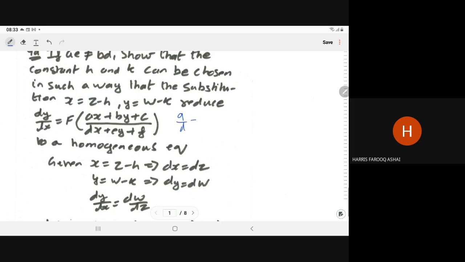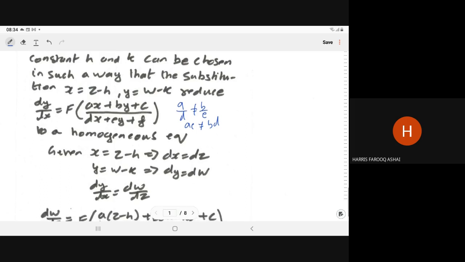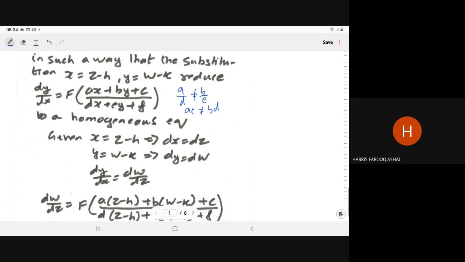A upon D not equal to B upon E, that is AE not equal to BD. So the same thing we have done earlier, we do here. It is given that x is equal to z minus h, y is equal to w minus k. So this will give you dx is equal to dz, dy is equal to dw, or dy by dx is equal to dw by dz.